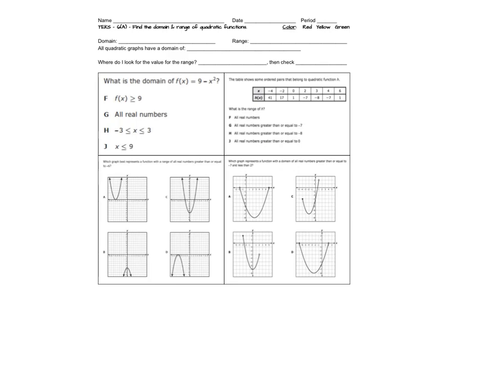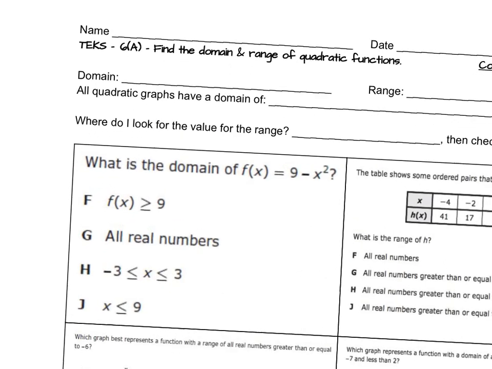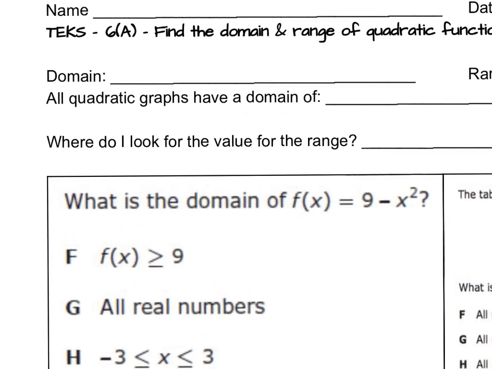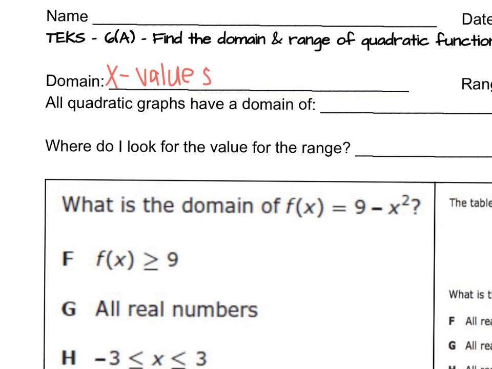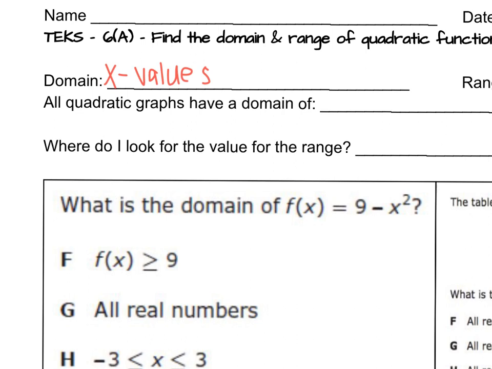Domain and range of quadratic functions is very similar to the domain and range of linear, because for domain, this is still your x values. And then notice what I wrote under there. All quadratic graphs have a domain of all real numbers. Every single time, the domain is all real numbers.